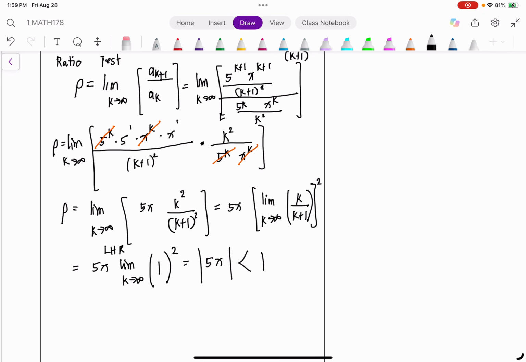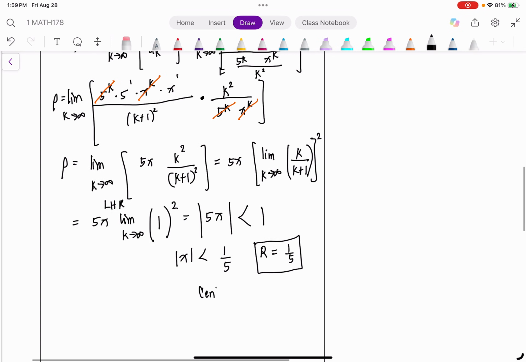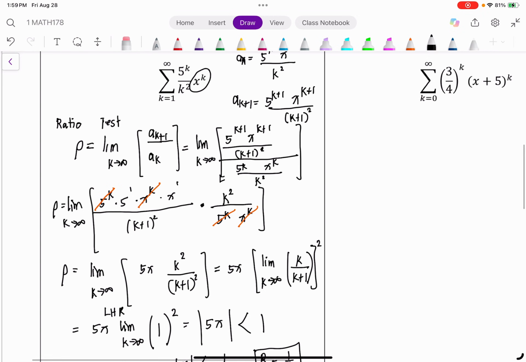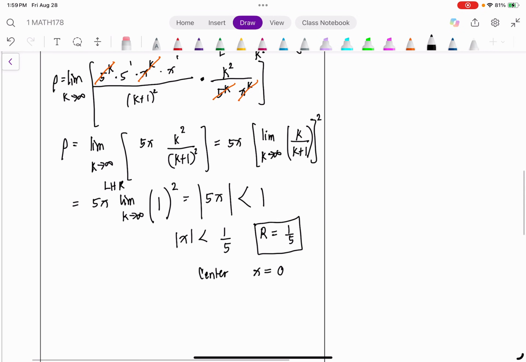So with that, we can divide both sides by 5, a positive constant. So the absolute value of x is less than 1 over 5. So we can now say that the radius is 1 over 5. Take note that the center is located at x equal to 0. Since we have x raised to k, we equate x to 0. So x equal to 0 is the center.